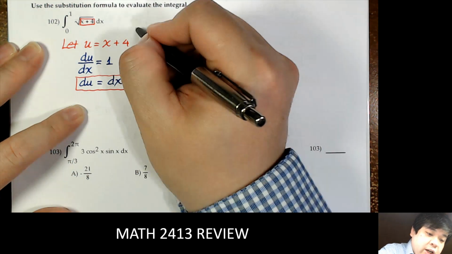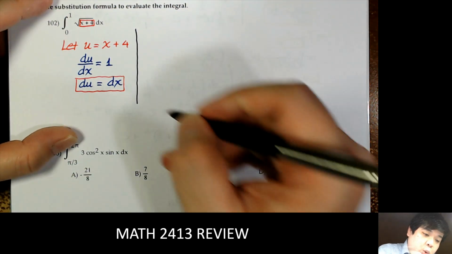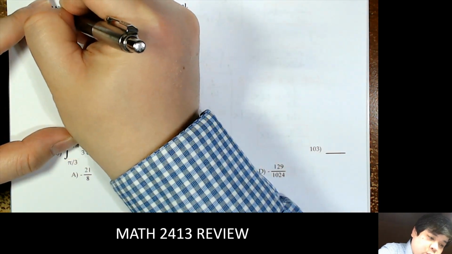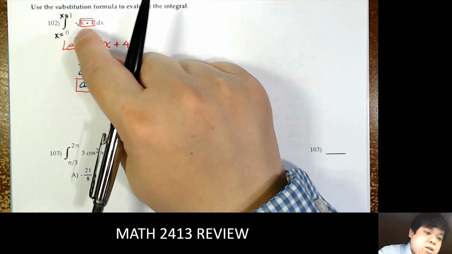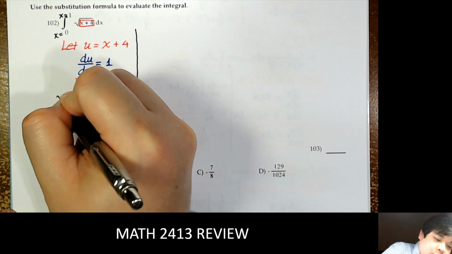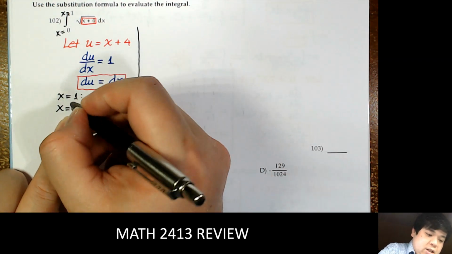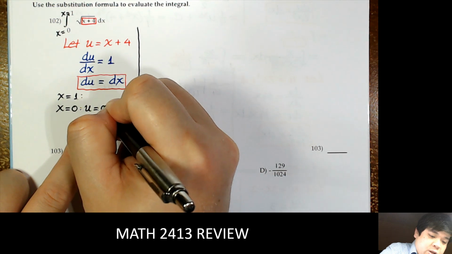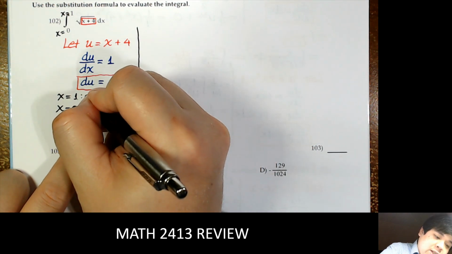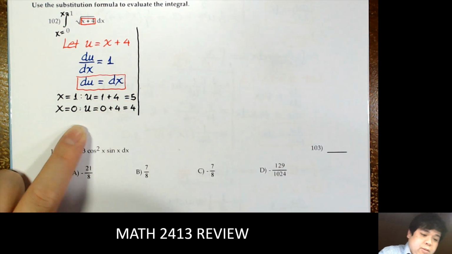Now the difference of this one with the problems that we did is that this one has the limit. Originally the limits are for x, so we can say x equal to 0 to x equal to 1. When x equal to 0, put 0 in for x. We have u equal to 0 plus 4, so it's 4. And when x equal to 1, 1 plus 4 is 5.